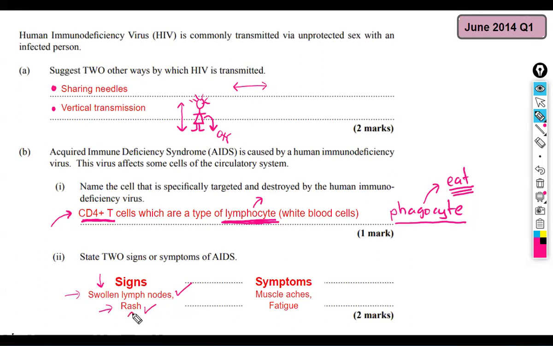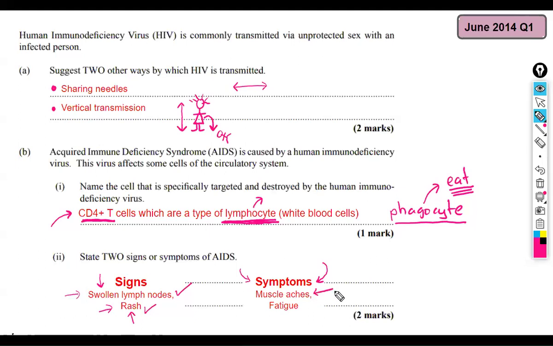A rash, you can physically see a rash, and from the rash, there are many different types of rashes, but from a rash, you could see it, describe it, and infer what the rash is caused by. Symptoms are things that cannot be experienced by the doctor. Instead, symptoms are usually described by the patient, and it usually cannot be measured.